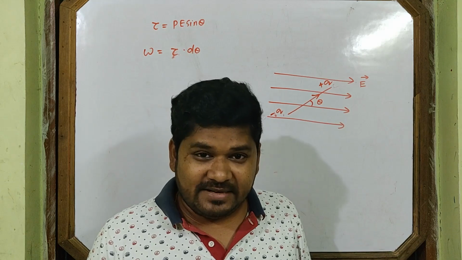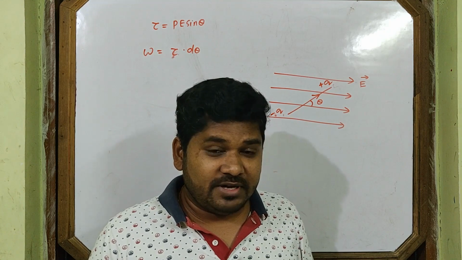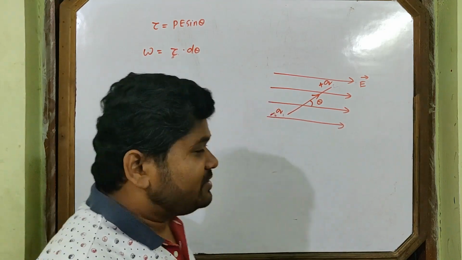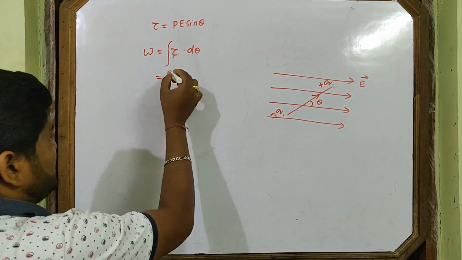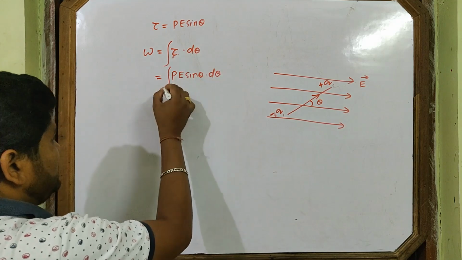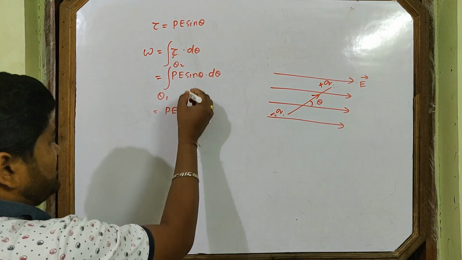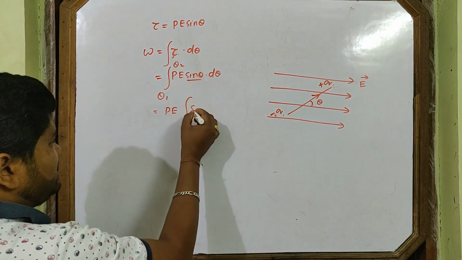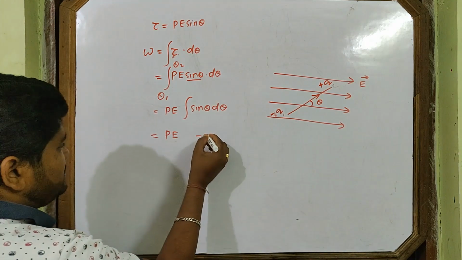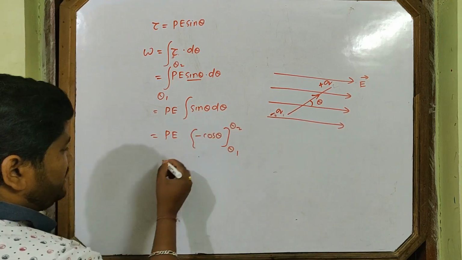Tau and theta, but no dot here, because both will be in the same direction. Torque is an axial vector acting along the axis. D theta is also an axial vector, so both directions are the same. So simply tau d theta. And what is tau? pE sin theta d theta. The integration is from theta 1 to theta 2. p and E are constant, taken outside. What is the integration of sin theta d theta? It is minus cos theta, from theta 1 to theta 2.